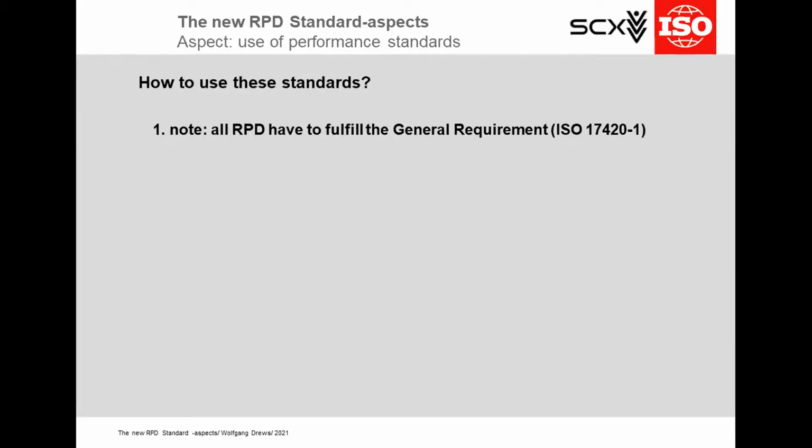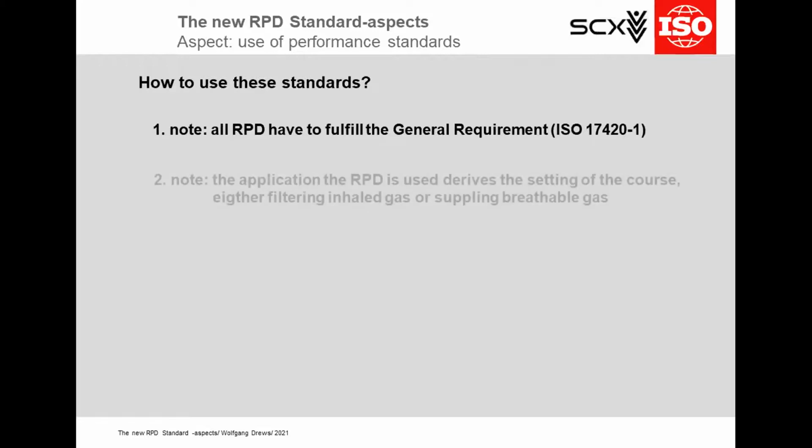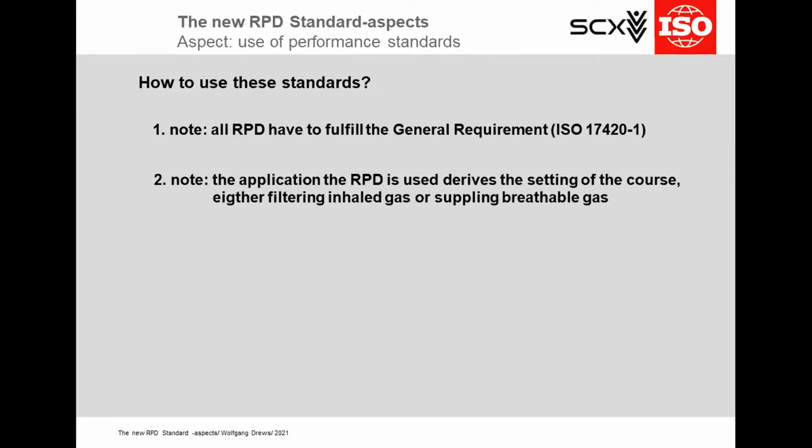The first note on how to use these standards is that all RPD have to fulfill the general requirements of part 1. That is not a document that you can take and specify an RPD on. It is not valid for certification purposes, because for every further application you need the question answered whether and where the RPD is used, and that determines the setting of the course, be it filtering, inhaled gas area, or whether you need supplied breathable gas.